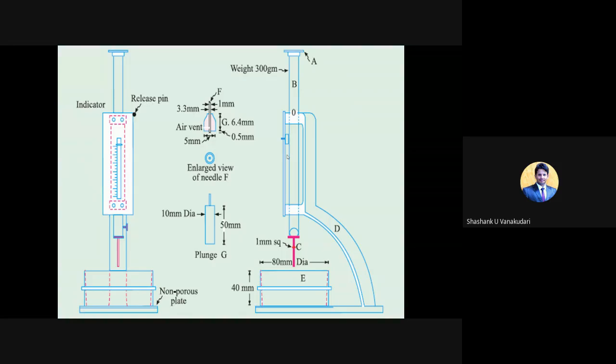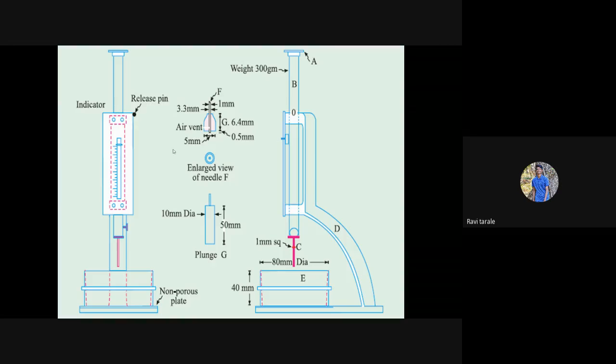Which apparatus is this? This slide is visible to you, right? Which apparatus is this? What's the name? Okay, this apparatus is used to find out the initial setting time. Correct. But this apparatus will be used in three tests: one is normal consistency, and then initial setting time and final setting time. What's the name of this setup or apparatus?